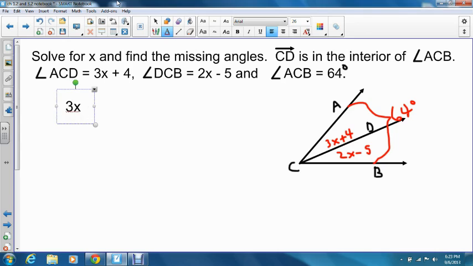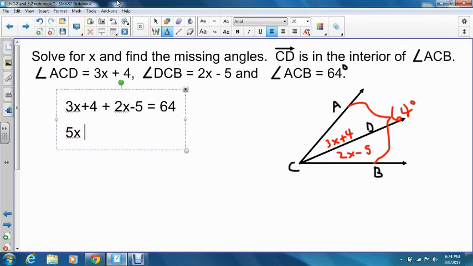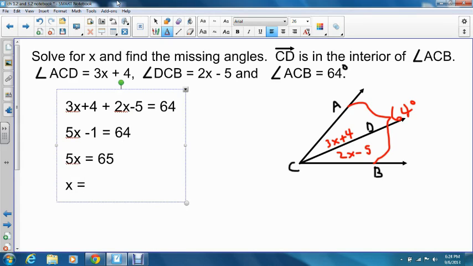Basically what our equation is going to look like is this. I'm going to have 3x plus 4 plus 2x minus 5 equals my entire angle, 64 degrees. From there I'm just going to solve for x. I combine my like terms, so 3x and 2x is 5x. Positive 4 minus 5 is minus 1, equals 64. I'm going to add 1 to both sides, so I have 5x equals 65. Finally, divide both sides by 5, so I have x equals 13. Okay, so I've solved for x.